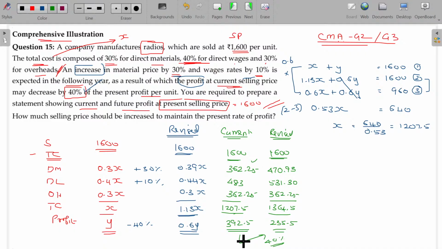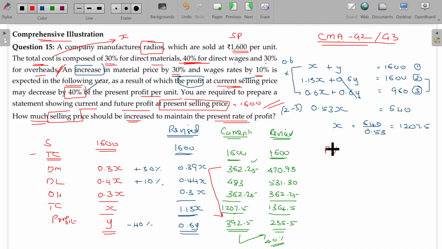Clear? Now let's move on to the next question. How much should the selling price be increased to maintain the present rate of profit? What is the present rate of profit?